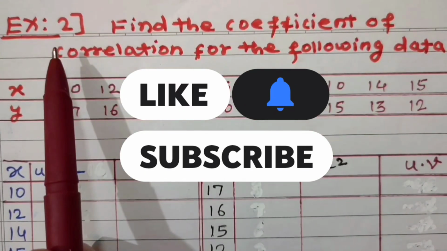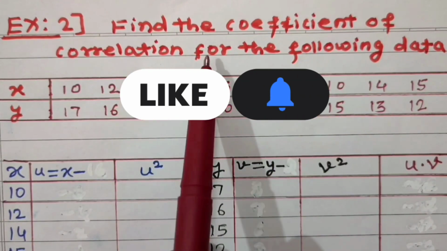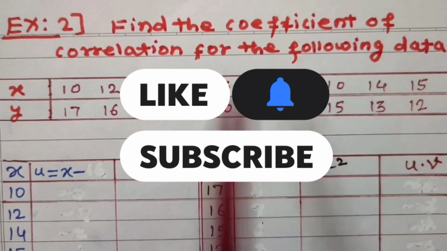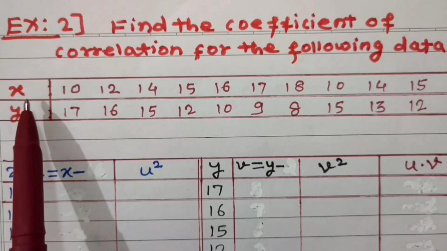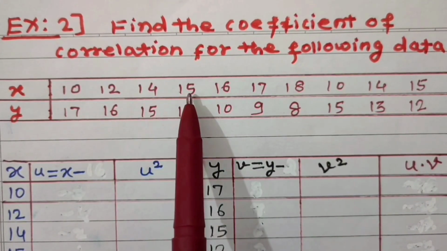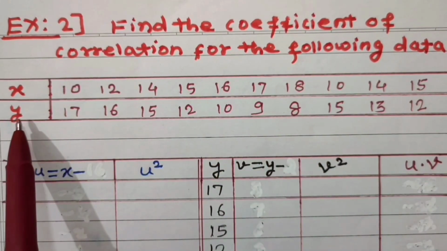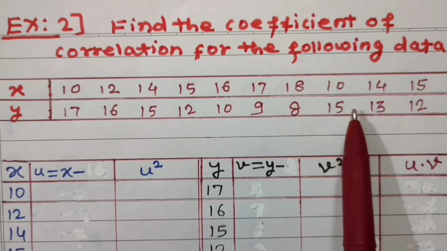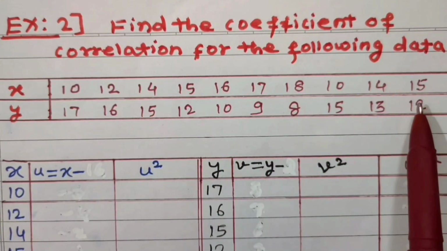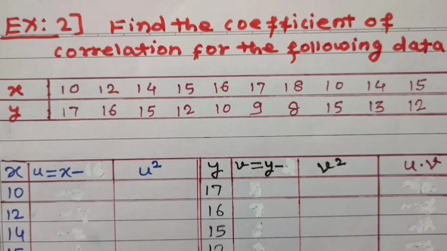Example number 2. Find the coefficient of correlation for the following data. Values of X series and values of Y series are given here. Values of X are 10, 12, 14, 15, 16, 17, 18, 10, 14, 15. And values of Y are 17, 16, 15, 12, 10, 9, 8, 15, 13, 12. There are total 10 pairs, means N is equal to 10. Now prepare the table as usual, like in example number 1.